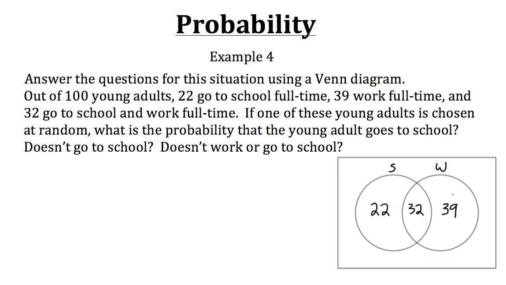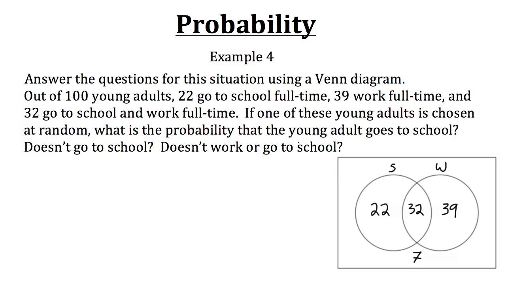So now, if you notice, if we add these up, 22 plus 32 is 54, and 54 plus 39 is 93. Now that's only 93 young adults. There are 100 in this example here. So that means 7 of these young adults don't do school or work. So they'll be outside of those areas. So we could just write a 7 right here, in the rest of this empty space. They don't do school or work. So now that we've made our Venn diagram, let's use it to answer the following questions.